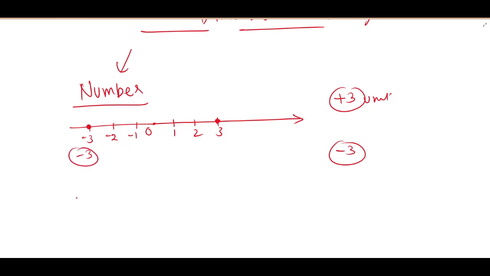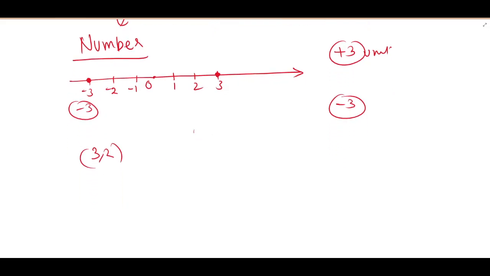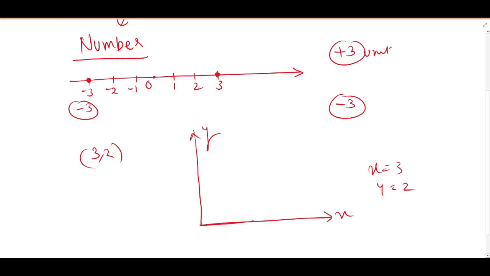Second, we know how to plot a pair of points, such as 3 comma 2 in a Cartesian coordinate system. This is the y-axis and this is the x-axis. Here x is 3 and y is 2, so we go 3 units along the x-axis and 2 units along the y-axis. So this is the required point 3 comma 2.